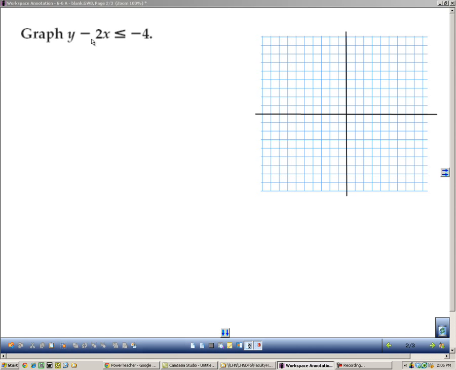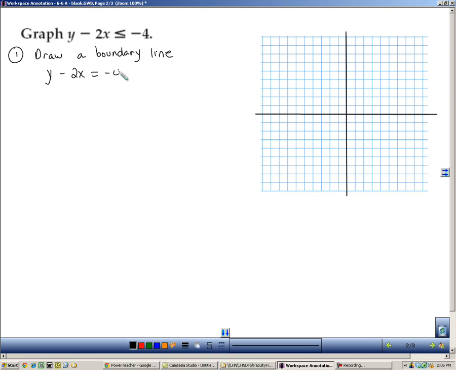So now we're going to learn to graph an inequality on a plane. And the first thing we have to do, and I'll put this number 1, is draw a boundary line. Well, if you're going to draw a line, you have to have an equation of that line. So I'm going to temporarily replace the less than or equal to sign with just an equal sign. This equation is the boundary line for my inequality.